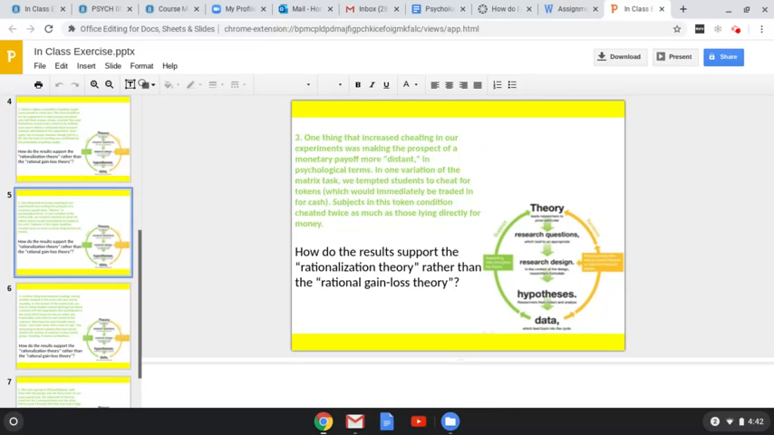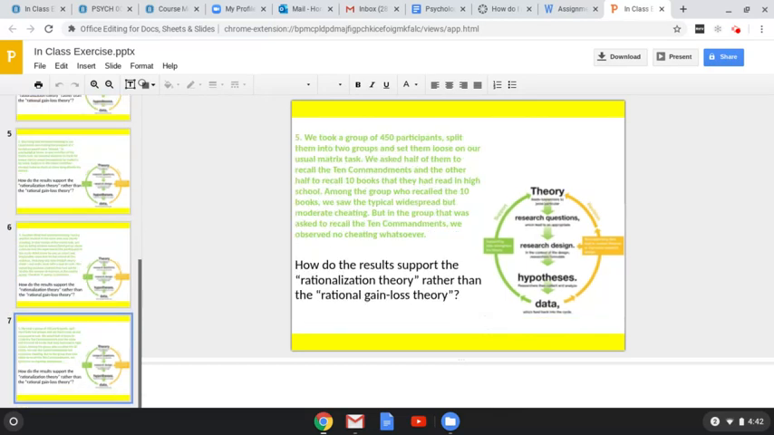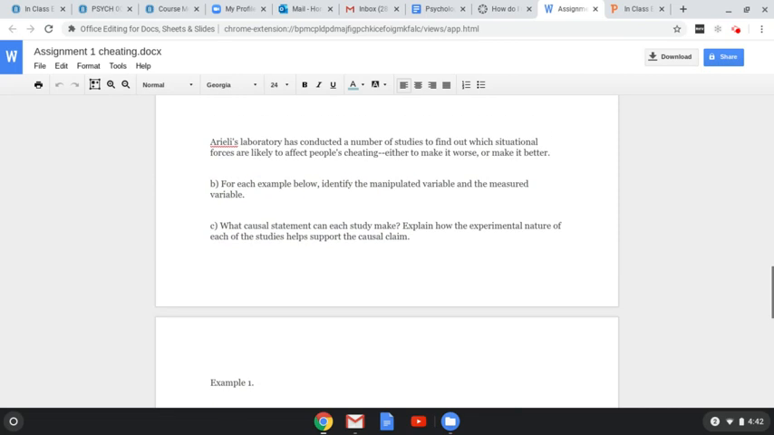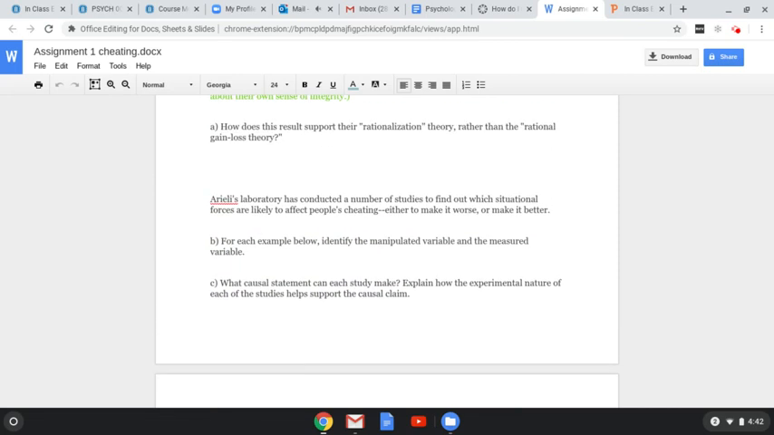How's that? So here are the 3 ones that I want you to do. And again, I would like you to use this format of A, B, and C. So for each one of those, you can number them 1 through 3, or you can just say first, second, third. You can call it 3, 4, 5, as long as I know what they are. I want how this result supports rationalization theory rather than gain-loss. I want to know what's the manipulated variable and the measured. And I want to know the causal statement that each study can make. And I'm going to try and prompt you a little bit as I read through the examples. But I want you to come to these and write them on your own.